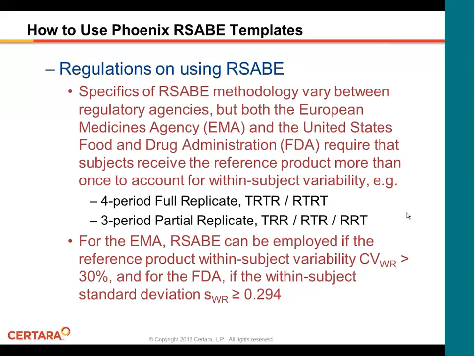For the European Medicines Agency, the methodology that can be employed is also referred to as average bioequivalence with expanding limits. It requires that the reference product within-subject variability is greater than 30%. And for the FDA, the within-subject standard deviation needs to be greater than or equal to 0.294.